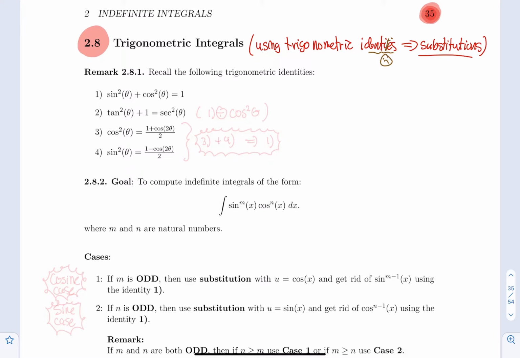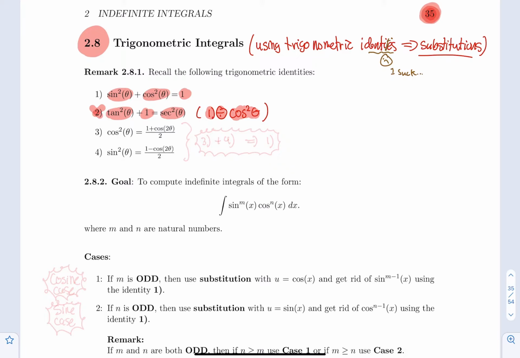So the popular ones that we're going to need in this section are, of course, the most basic one, sine squared plus cos squared is equal to 1, your favorite. The second one, not as known, but tan squared plus 1 is equal to secant squared. And by the way, you get this identity by using the first one, and if you divide everything by cos squared of theta, you're going to get this identity, because sine squared over cos squared, that's tan squared, cos squared over cos squared, that's 1, and 1 over cos squared is secant squared. So that second identity is nothing new, you just divide by cos squared, and this is how you get it.